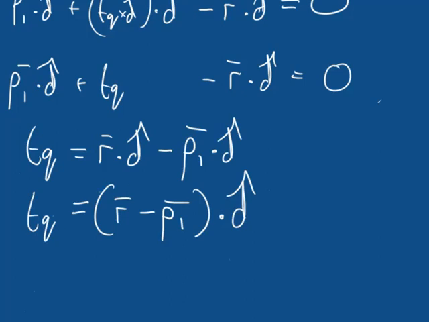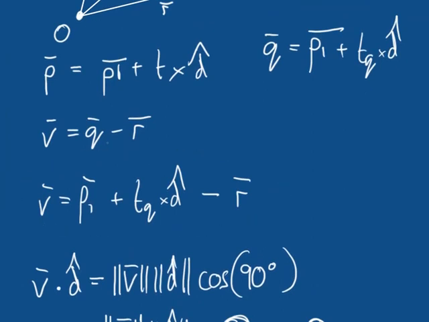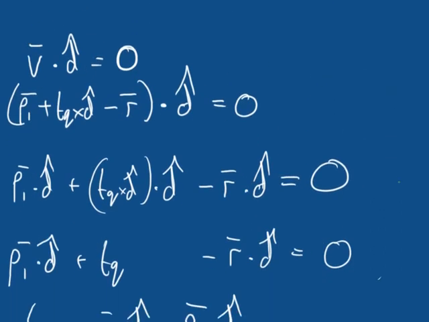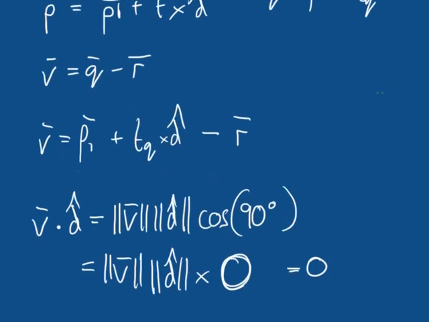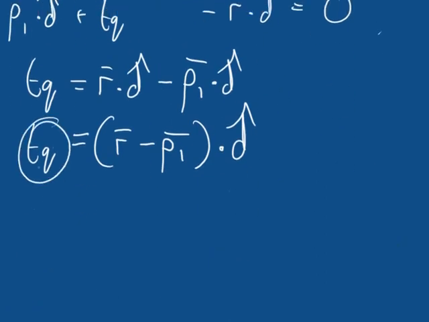Now that we've found that value for TQ, we know R, we know P1, and we know D. They are the three pieces of information we need to know to solve this problem. So with those, we can now calculate TQ, and with TQ, we can calculate V. We know that V is equal to P1 plus TQ times D minus R. TQ is the only piece of information we needed to find. Now that we've got V, this vector that goes from R to Q, we can take the magnitude of V, and that's going to be the perpendicular distance of R from this line. So as I scroll back down, we're interested in this equation right here, because V is equal to P1 plus TQ times D minus R. We could then plug this value of TQ into that equation.